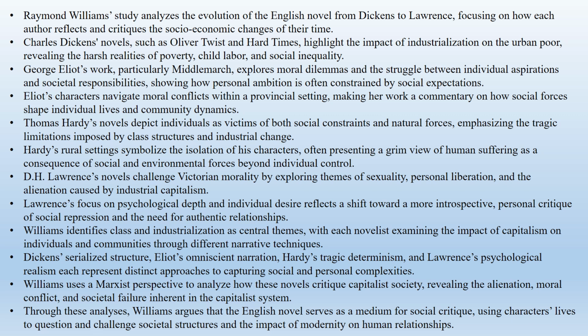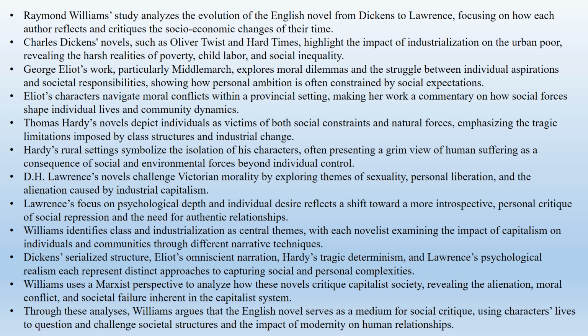Throughout The English Novel from Dickens to Lawrence, Williams emphasizes the role of class and social change as central themes. Each novelist, in their unique way, grapples with the transformations brought about by industrialization, urbanization, and the shift from rural to urban life. Williams highlights how Dickens, Eliot, Hardy, and Lawrence each portray different aspects of the English social hierarchy, using their characters to illustrate the inequalities and injustices perpetuated by this hierarchy.